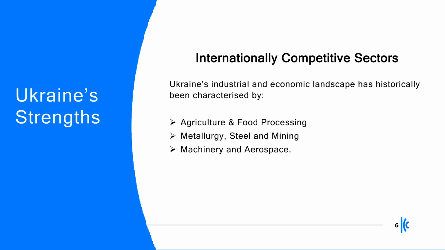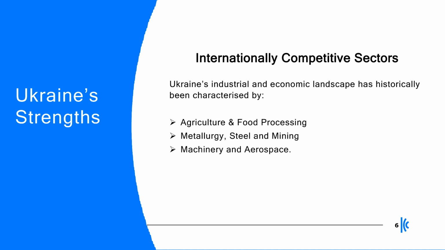As you saw on the previous slide, Ukraine's economic strengths are rooted in the following sectors: agricultural and food processing. Ukraine is known as the breadbasket of Europe due to its fertile soils, extensive arable land, and long-established agricultural traditions. The combination of cost-competitive production, improving logistics infrastructure, and rising compliance with European and global standards makes Ukrainian agri-food products highly sought after in numerous international markets.